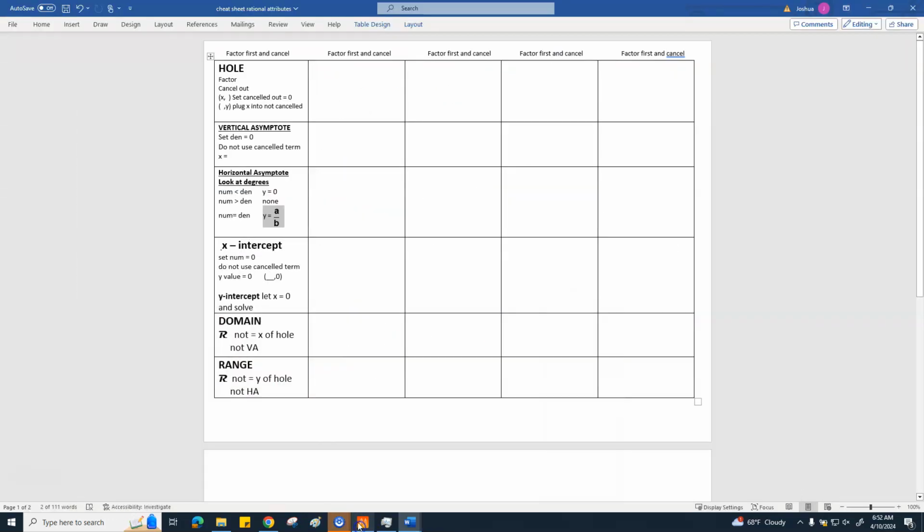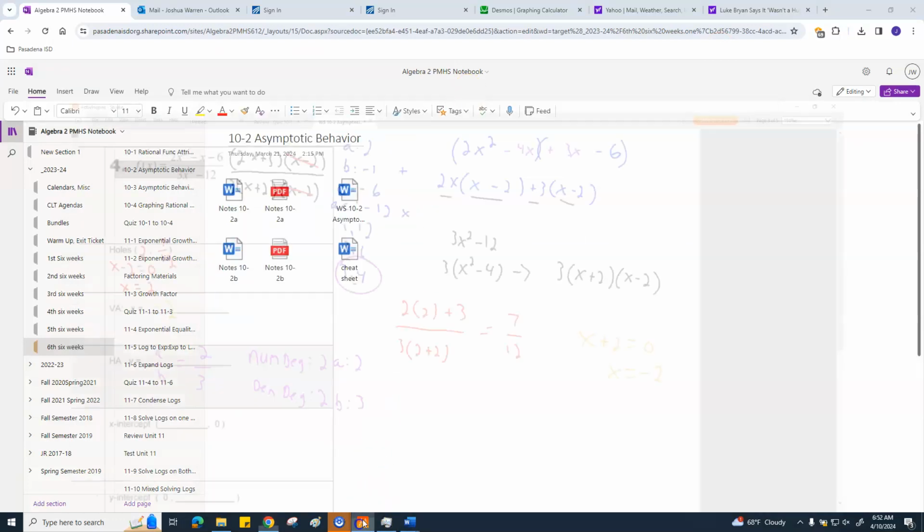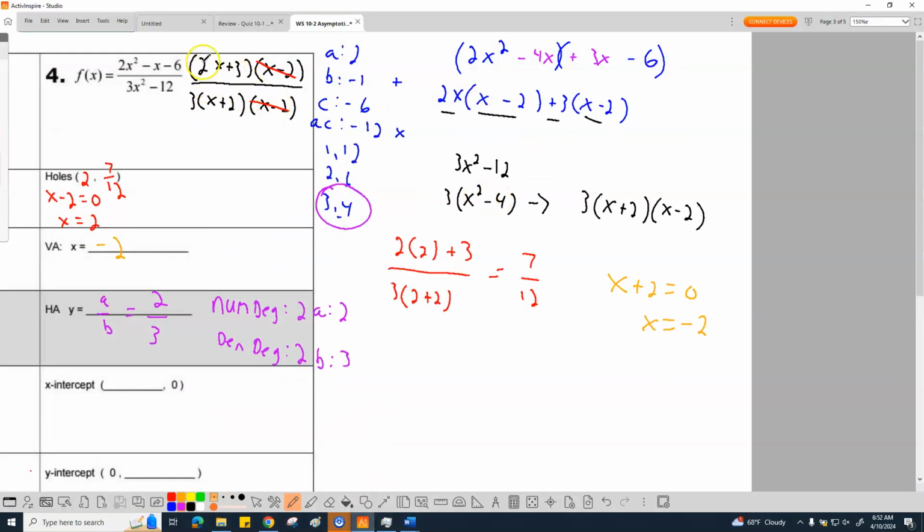X-intercept. What's the rule for x-intercept? Set numerator equal to 0. Do not use the canceled term. Meaning you're not going to use this one right here. You're going to basically use this. So once you have a cancellation in there, you're not going to use it to solve for certain pieces. You're going to ignore that cancellation part. So it wants you to find the x-intercept by setting the numerator equal to 0.